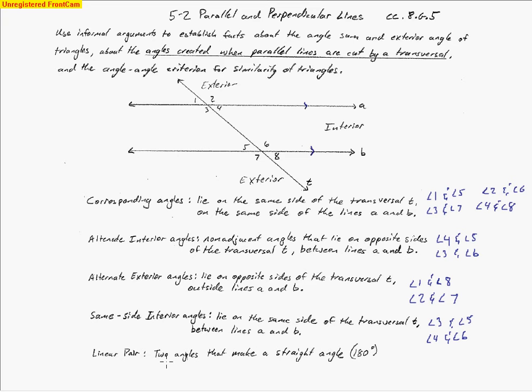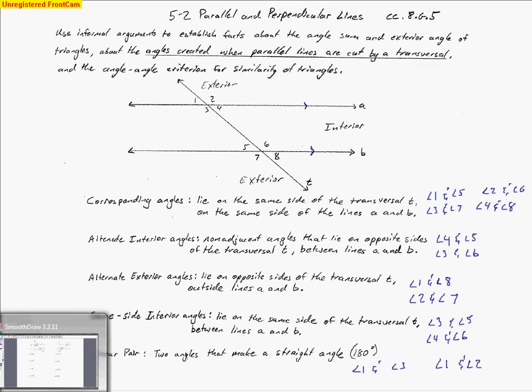Linear pairs are ones that add to make 180, so two angles that make a straight angle. Some examples would be angle 1 and angle 3. Those are linear pairs because they form a straight angle. Also, angle 1 and angle 2 would be another example of that. So we're going to be using these concepts to solve problems now. Let's take a look at them.